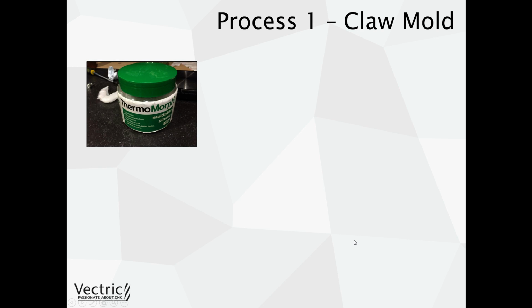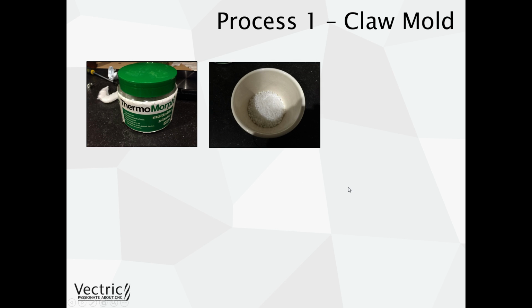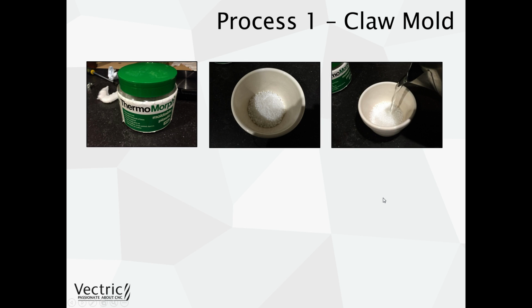So in terms of what we did with the actual process for this, when I produced the part, there's a pot of this thermomorph material. This is actually small white plastic pellets. In order to make this formable, we pour hot water onto it. So basically you have to boil some water.